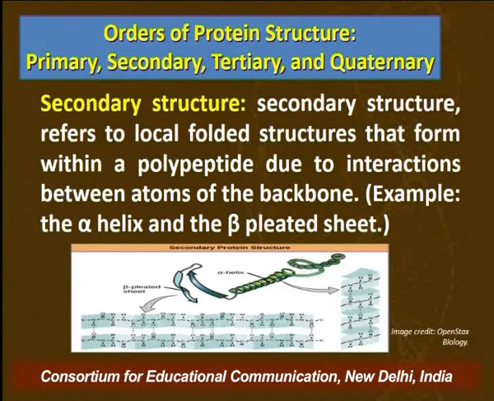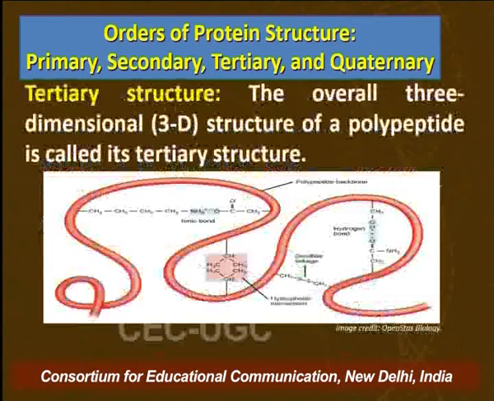One is called the alpha helix, the other is called the beta pleated sheet. Over here, the right side image shows the alpha helix structure, and on the left-hand side we can see the beta pleated sheet. These form the secondary structure, which is a more complex structure than the primary structure.